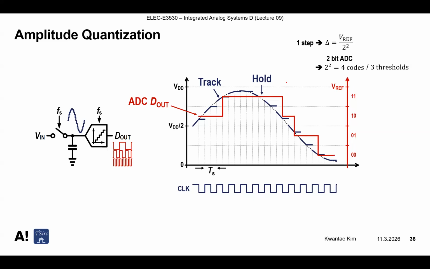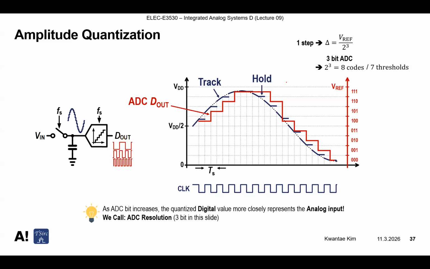We can think about this principle as the same for the 3-bit ADC case. For the 3-bit ADC, there are 7 thresholds and 8 codes from 000 to 111, from digital code 0 to digital code 7. For example, for the analog signal within the code of 100, we produce a digital output, and it must be kept as it is during the next track phase. It doesn't change the output digital code.